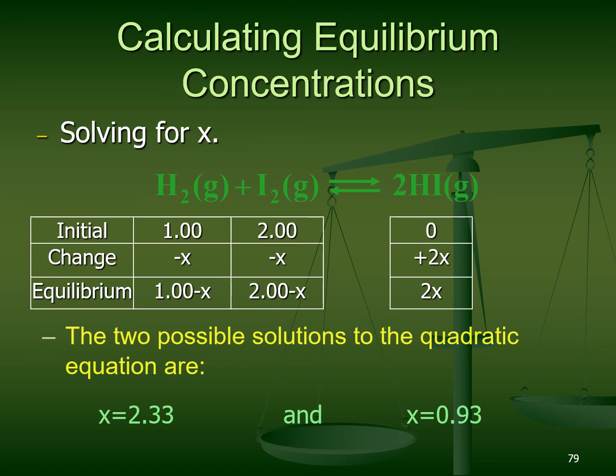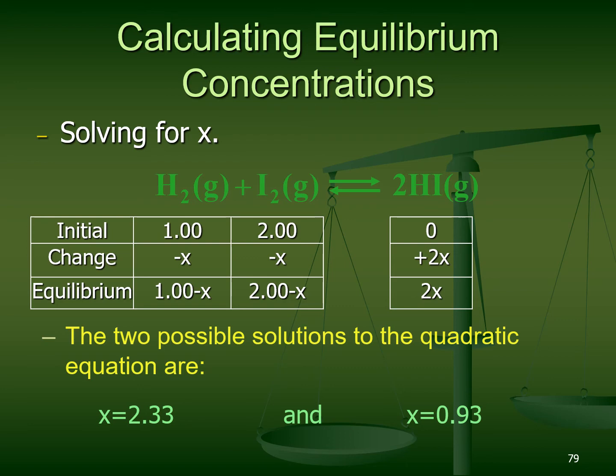If we picked x equals 2.33, you would notice that we're going to have negative concentrations, which of course solves the math problem very nicely, but doesn't really make any sense for a real life problem. So we're going to ignore 2.33, and we know that our answer is going to be x equals 0.93.